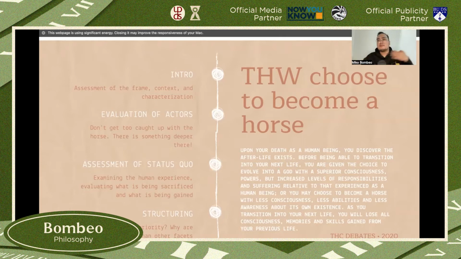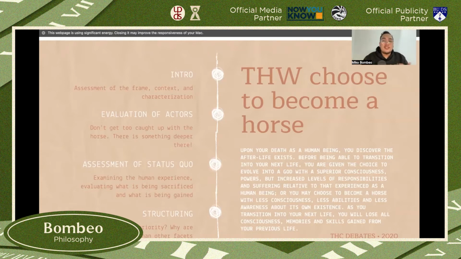So when you start prepping these types of motions, you assess the frame, context, and characterization, which is what we just did, assessing where the debate revolves around, what the debate wants us to solve or wants us to discuss, right? And then the next thing that you do is you evaluate the actor. So don't get too caught up with the horse.